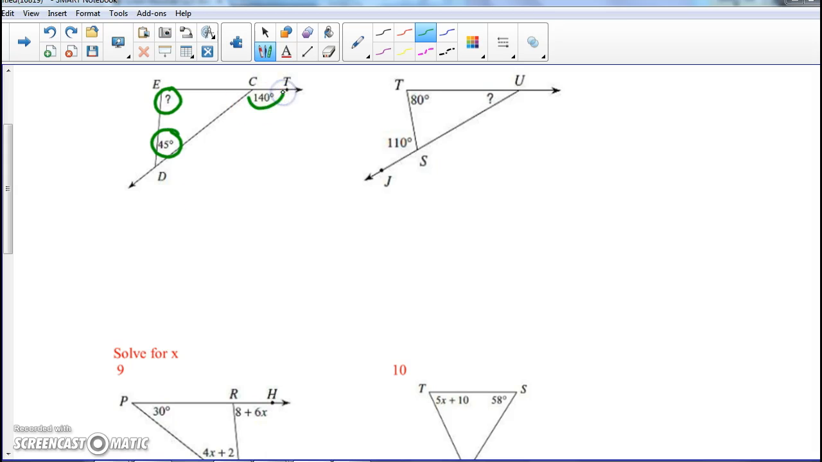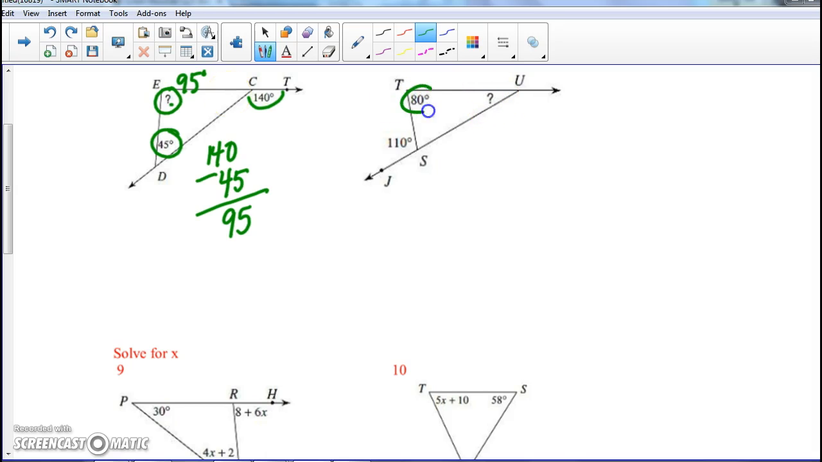So again, here are our remote interior angles. This is our exterior, so these two should add to this. So 45 plus question mark should equal 140. So that means to find the question mark, we're going to subtract it. Looks like this angle will be 95. So our question mark this time will be 95. And again, you could find this one first if you wanted.